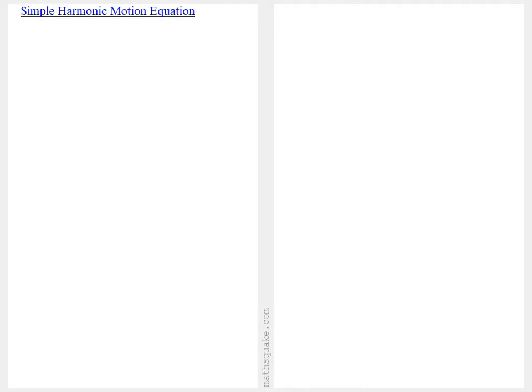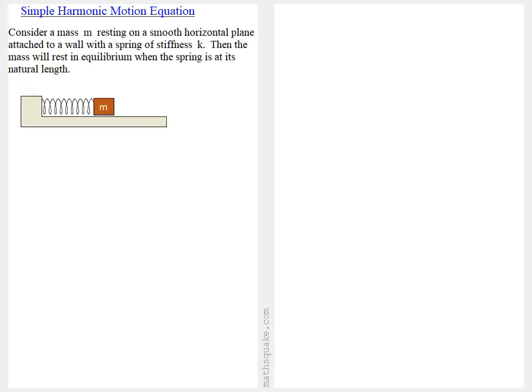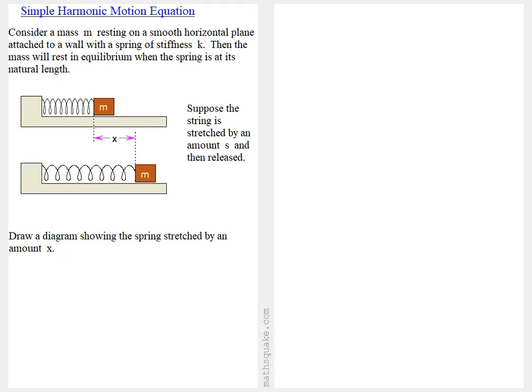Let's see how the simple harmonic motion equation is derived. Consider a mass m resting on a smooth horizontal plane attached to a wall with a spring of stiffness k. Then the mass will rest in equilibrium when the spring is at its natural length. Suppose the spring is stretched by an amount s and then released. We can draw a diagram showing the spring stretched by an amount x.